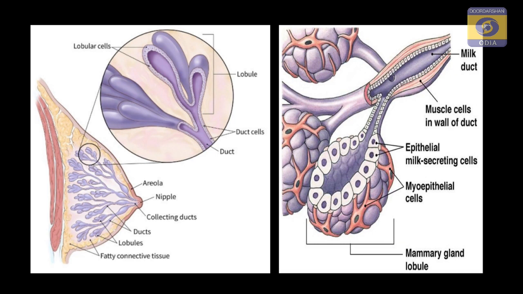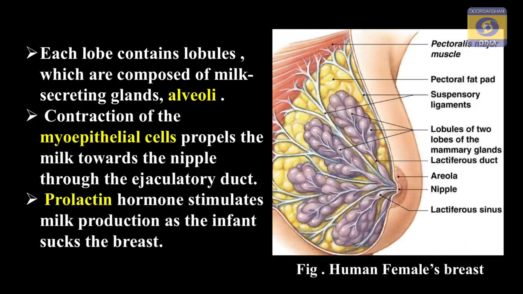These myoepithelial cells will contract once the milk is secreted into the cavity. The myoepithelial cells will contract and help in propelling this secreted milk into the duct system. Now, the myoepithelial cells are regulated by the action of oxytocin. Prolactin hormone will stimulate milk production as the infant sucks the mother's breast.